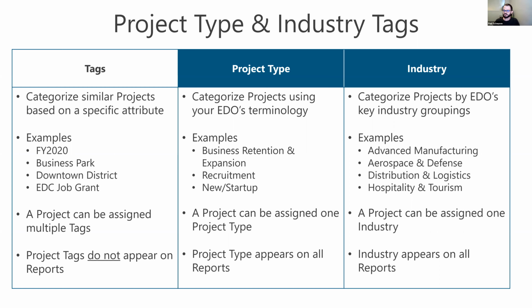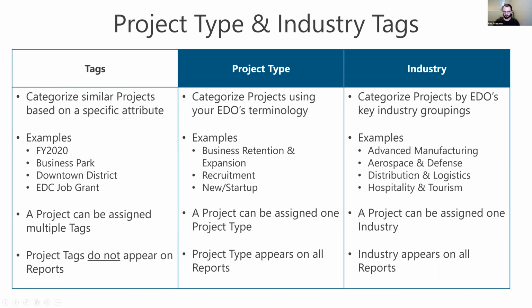Again, a project can be assigned only one industry tag, so it's either advanced manufacturing or it's distribution and logistics. You can't have both. You can't stack those tags on each other. And again, the industry tag is going to appear on all of the reports. So that's going to play into how you name these internally.